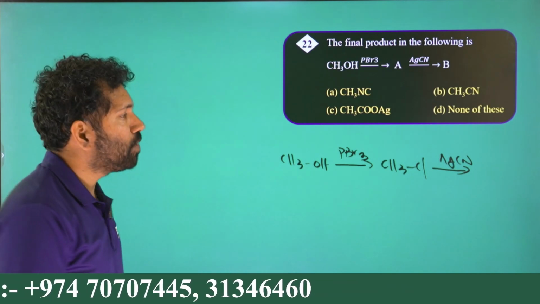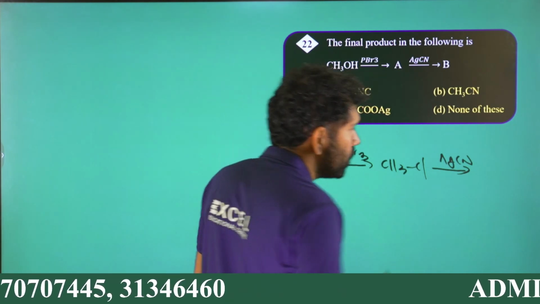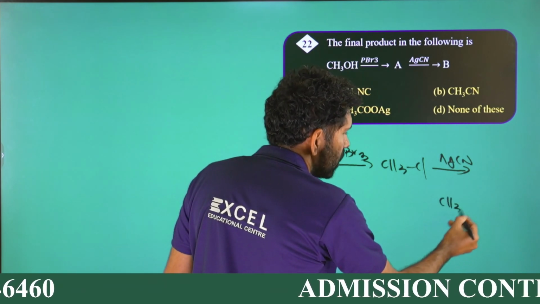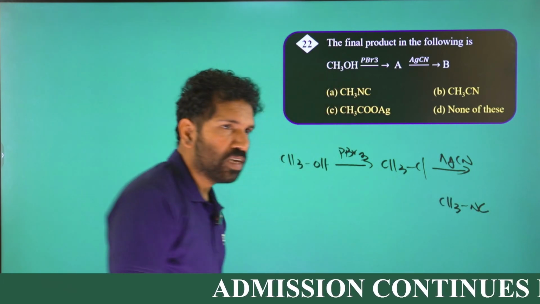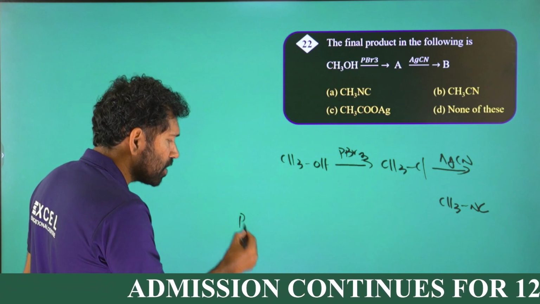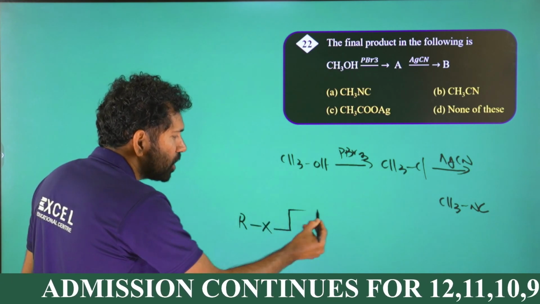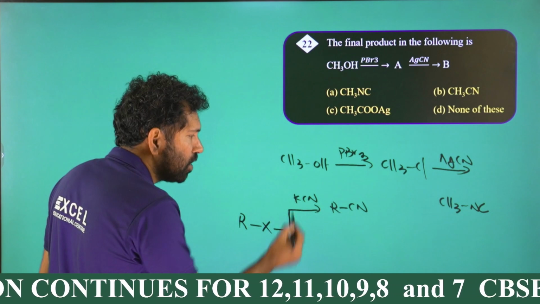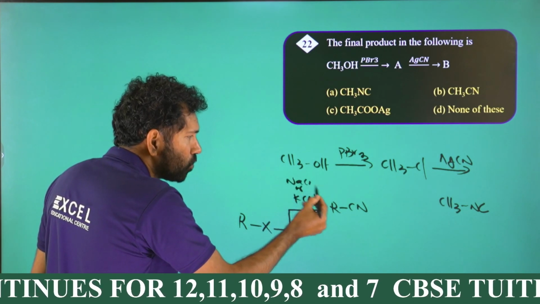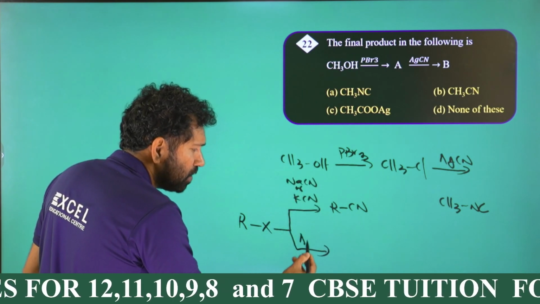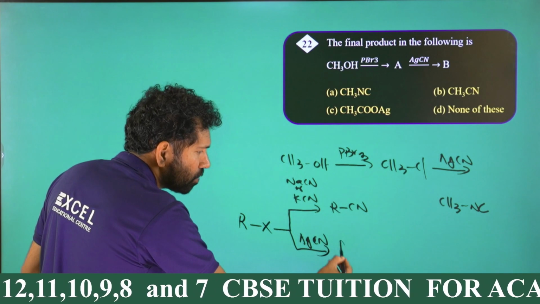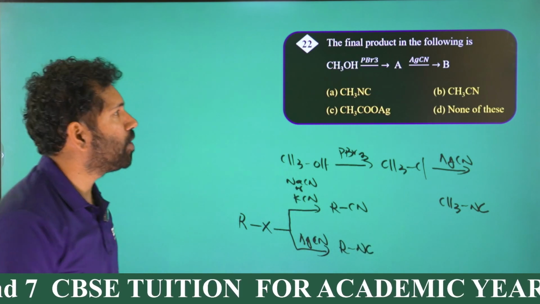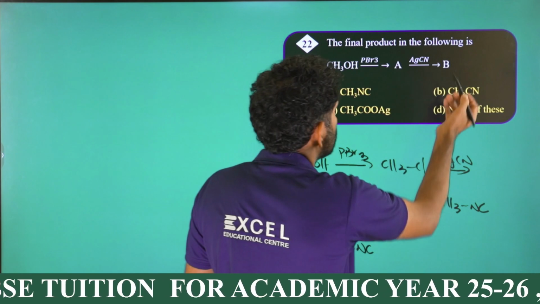So easy. The major product will be the corresponding isocyanide. The answer will be CH3NC. You have RX on treating it with KCN, the major product will be nitrile. Or NaCN, the major product will be nitrile. If you are using AgCN, remember students, the major product will be isocyanide or carbylamine. Here the answer will be CH3NC.